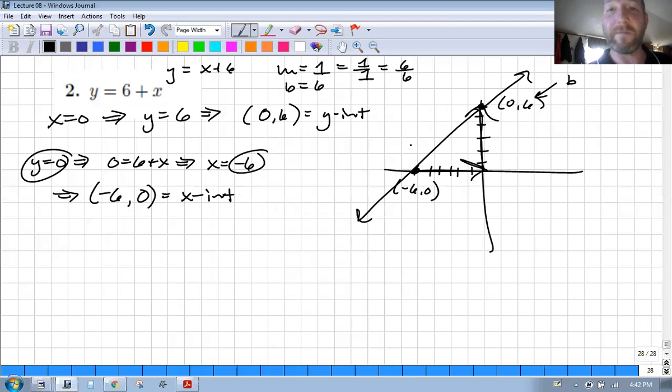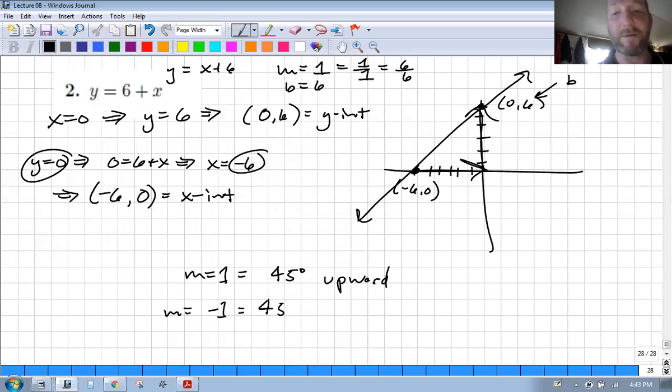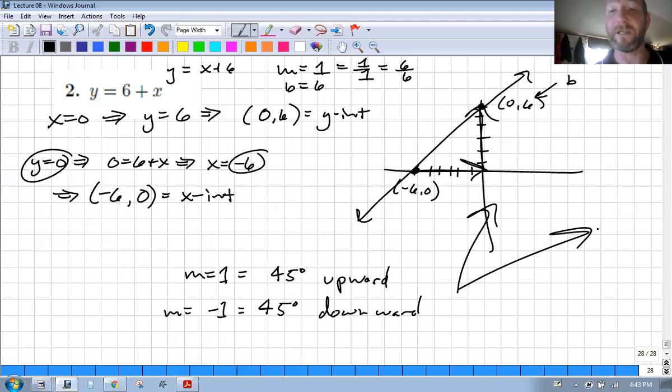So a slope of 1 is 45 degrees upward. A negative 1 would be 45 degrees downward. So now you can recognize if you have a slope between 0 and 1, it's upwards. But if it's above 1, it's above the 45. So this is m less than 1, m equal to 1, m greater than 1.